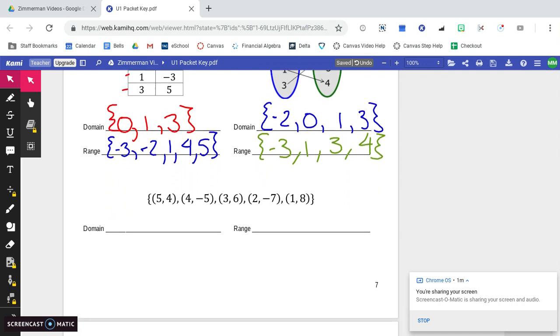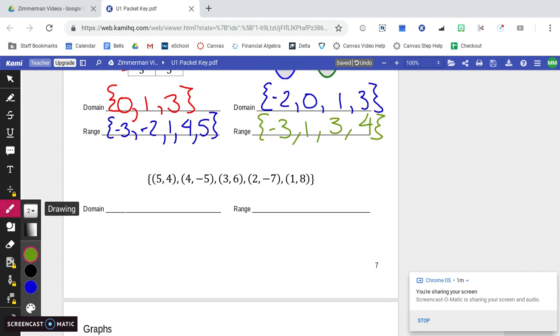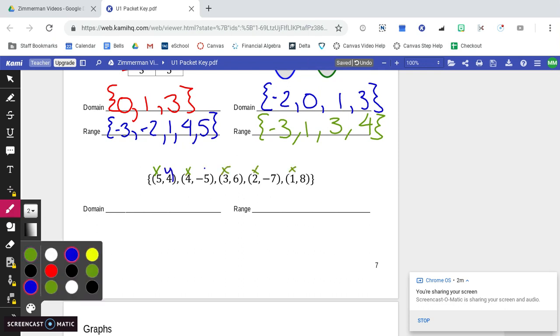For ordered pairs, you need to remember that x and y create an ordered pair. So all of the first numbers are the x's, and all of the second numbers create the y's. And now we're going to split them apart.